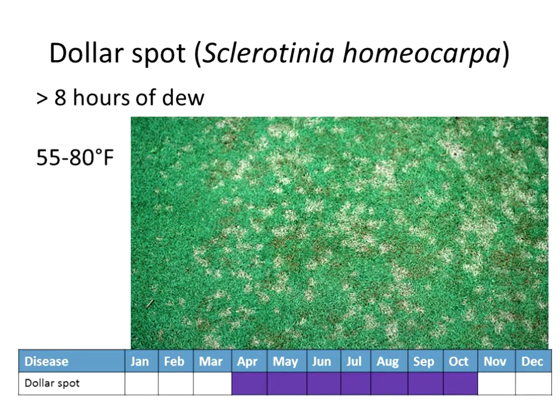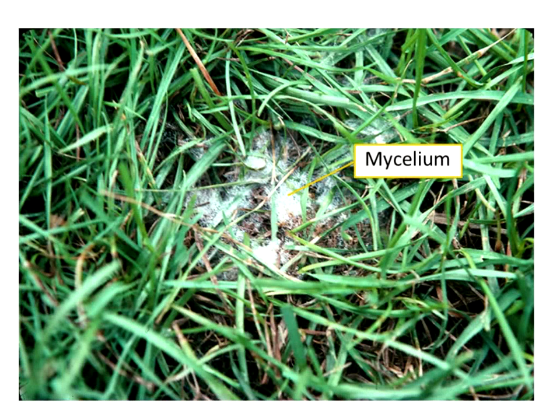And the key here is dew. It likes a lot of dew. If you have dew on your grass, chances are you might have a problem with dollar spot. It also likes mid-range temperatures, 55 to 80 degrees Fahrenheit is kind of common.